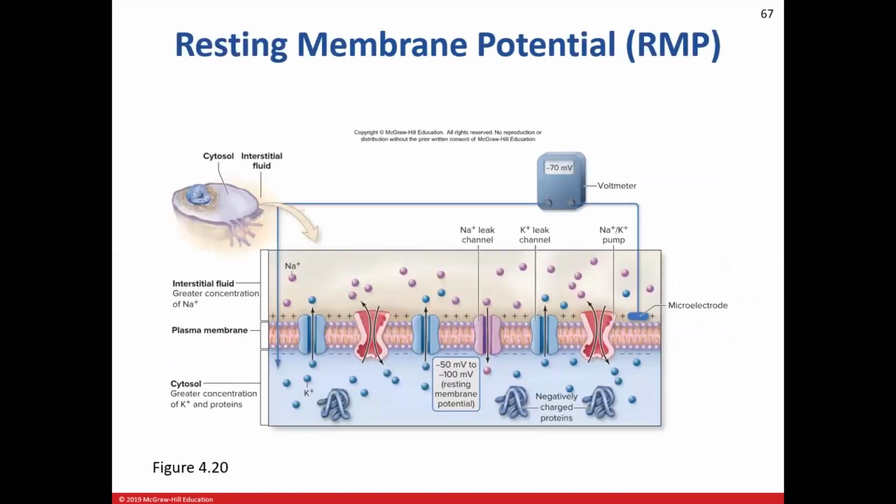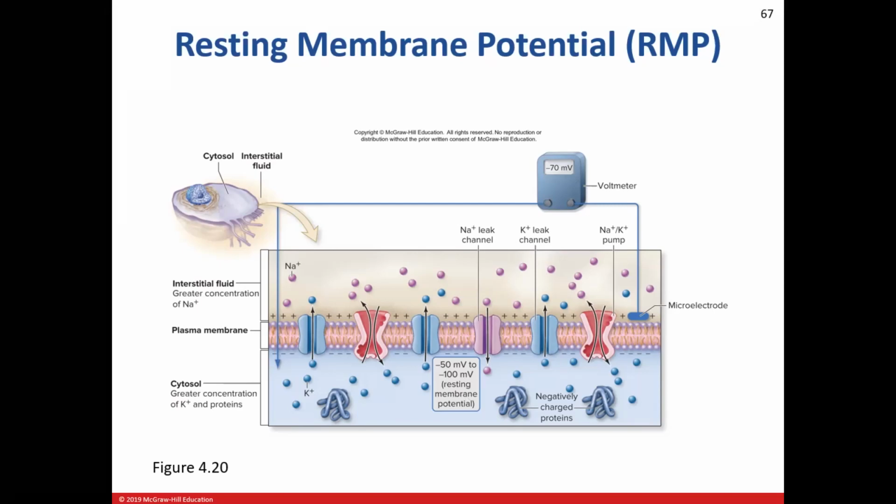So if we take a look at our resting membrane potential, we're basically taking a voltmeter, putting the ground outside the cell, and taking a measure of the voltage on the inside of the cell. You'll notice that the voltmeter here reads -70. This is the standard resting membrane potential for the majority of cells, particularly the cells we're really going to talk about, muscle cells and nerve cells. But you'll see down here that the resting membrane potential can range from about -50 to about -100 millivolts, depending on the cell itself, okay?